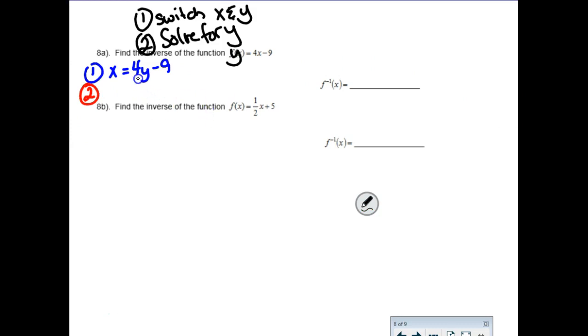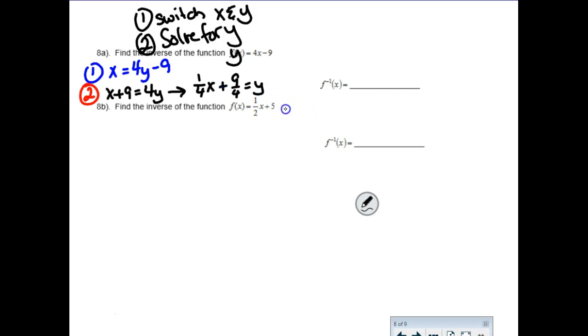So I'm going to, let's see what I'm going to do. I'm going to add the 9 over. So x plus 9 equals 4y. And then divide everything by a 4. So 1/4 x plus 9/4 equals y.